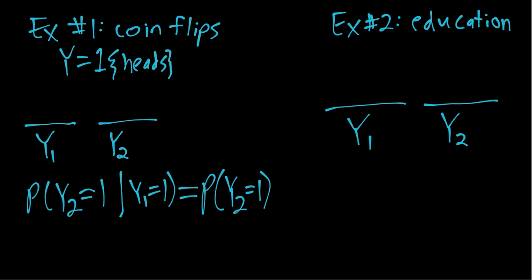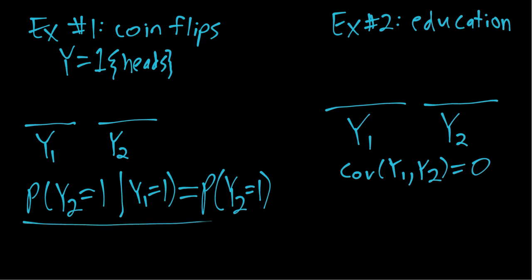So among other implications, this means Y1 and Y2 are uncorrelated. So they have a zero correlation, or equivalently a zero covariance. So we can write covariance equals 0. That's one implication of having independent sampling.